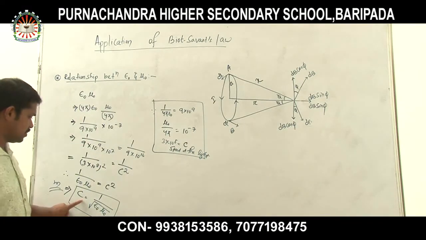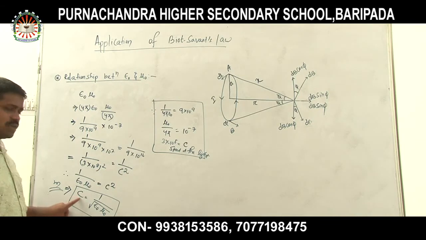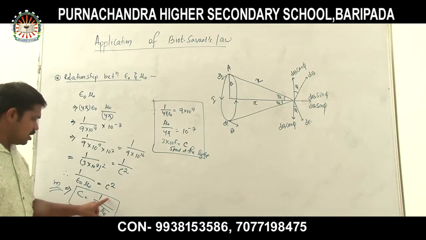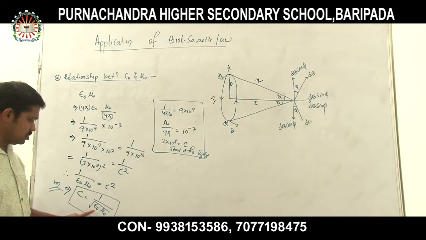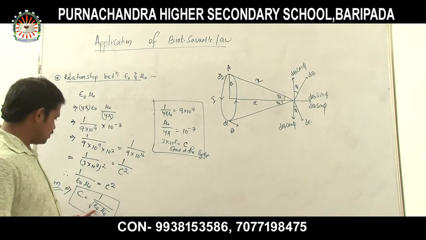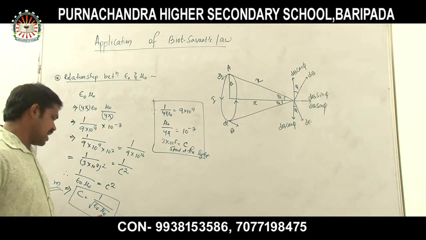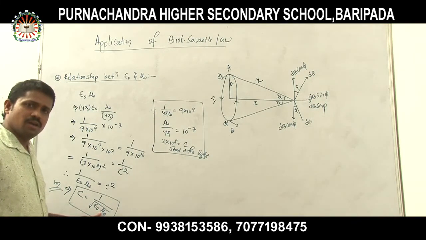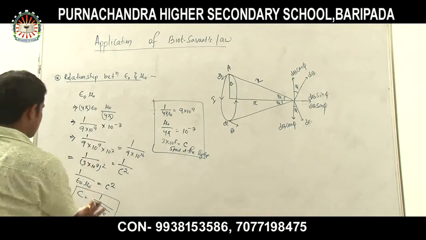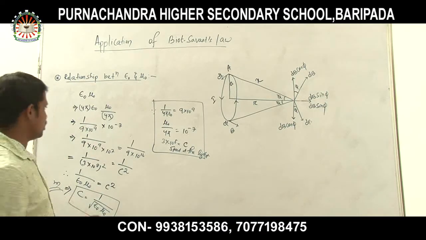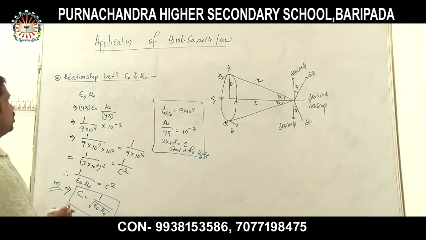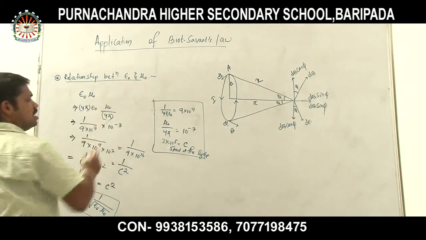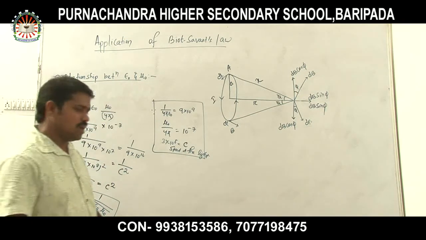Clear? So this relationship is very important. c is the velocity or speed of light, and c = 1/√(ε₀μ₀), where ε₀ is the permittivity of free space, and μ₀ is the permeability of free space. Clear? Okay. So this is a very small but very important part, that is the relationship between ε₀ and μ₀. I think all of you are clear?